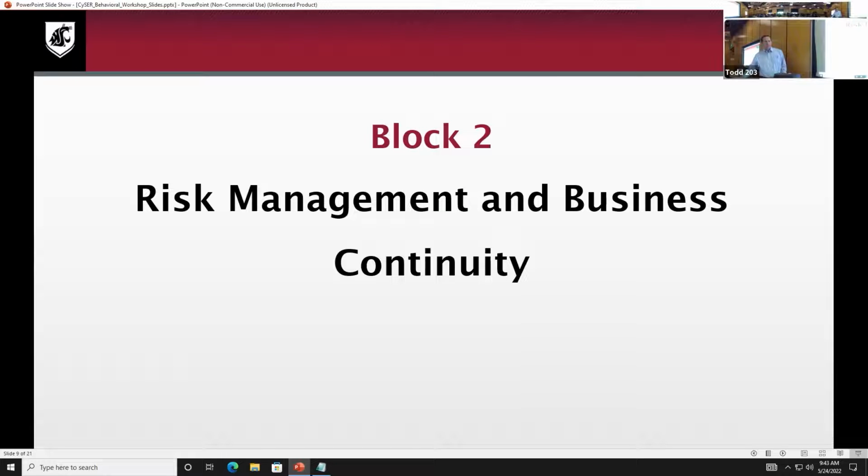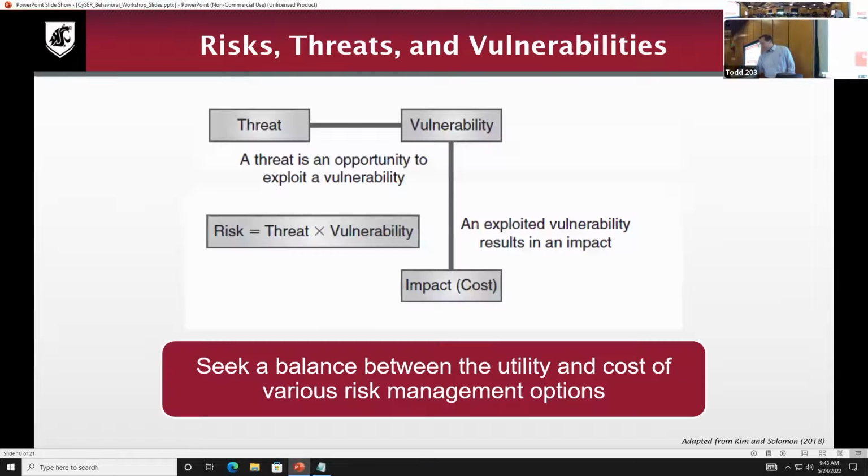You could take an entire course on risk management. We're going to cover some high points here in about an hour. All right, so when we go back to the whole idea of threats, risk, and so forth, we're going to look at risk as being the threat or the likelihood of something happening times the vulnerability, which is really what is that exploited thing that happens? What does that cost? So there is a balance between the utility and the cost of various risk management options, right?